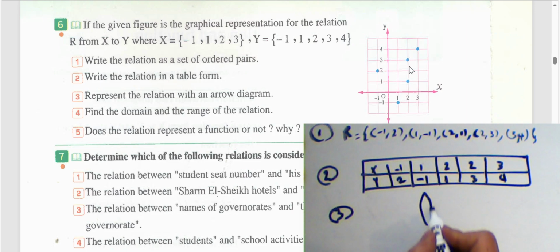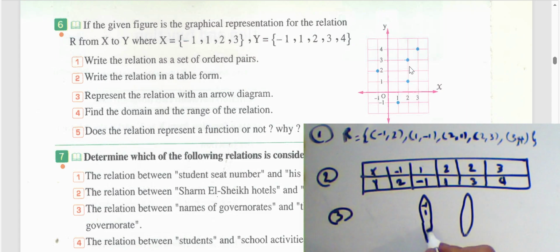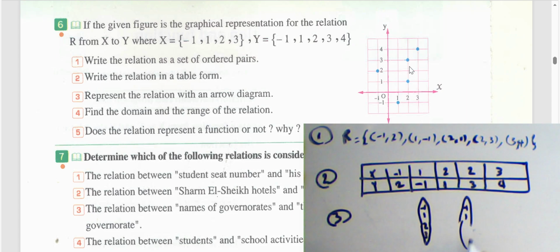We can draw here x and y. X was -1, 1, 2, and 3, and y -1 and 1, 2, 3, and 4. The image from -1 to 2, 1 to -1, 2 to 1, 2 with 3, 3 with 4.